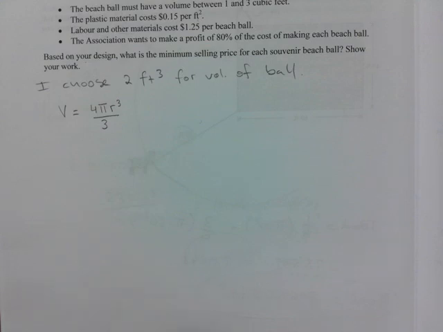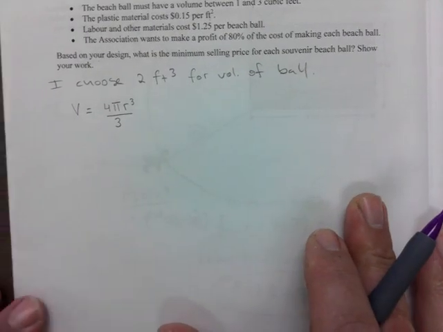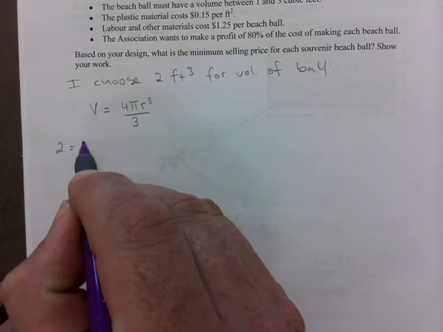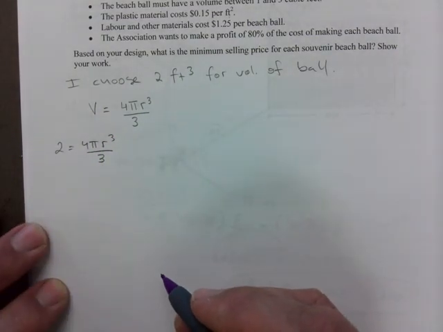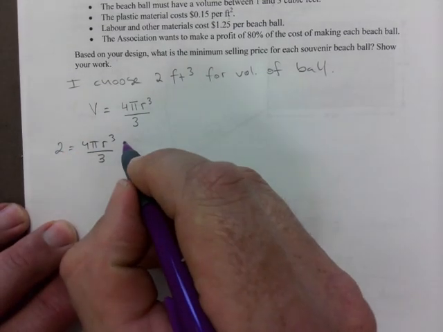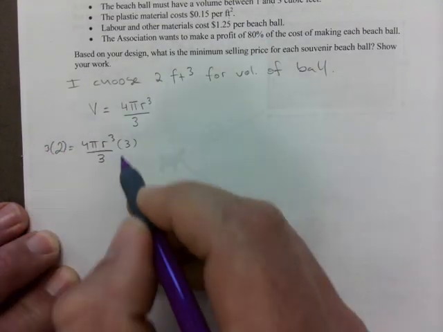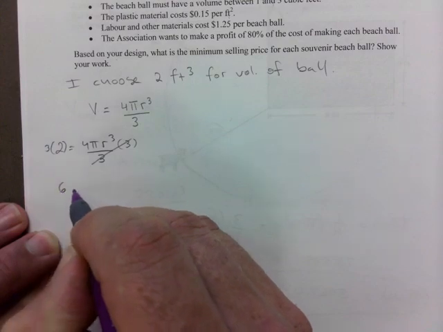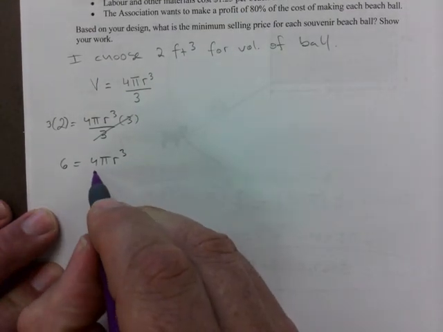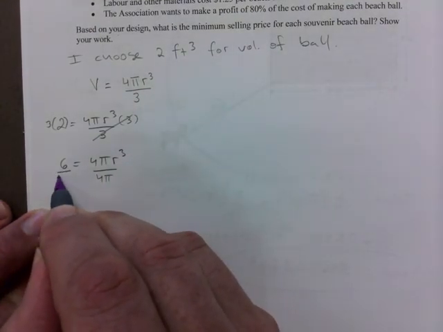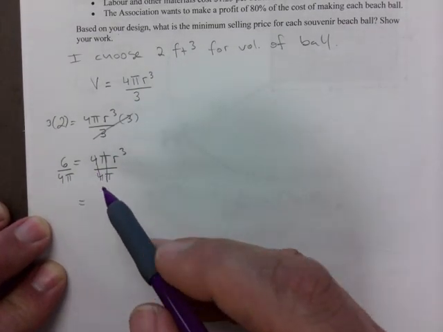Yes, I know what you're thinking. Great, right? So the 2 goes in there. I'm going to be careful with my spacing here. So 2 is equal to 4 pi r cubed over 3. So now we'll isolate r. I'm going to multiply both sides by 3. Cancel, cancel. So I'm left with 6 equals 4 pi r cubed. Then I'm going to divide both sides by 4 pi. Cancel, cancel.